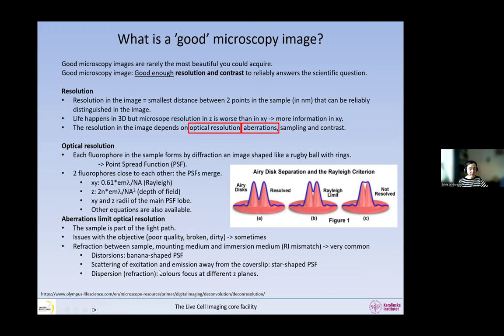And we can have also scattering, and both the excitation and the emission scatter. And especially when you go away from the cover slip, it gets worse. So then the point spread function goes like a star. And we can also get dispersion, which is due to refraction, where the colors focus at different Z-planes.